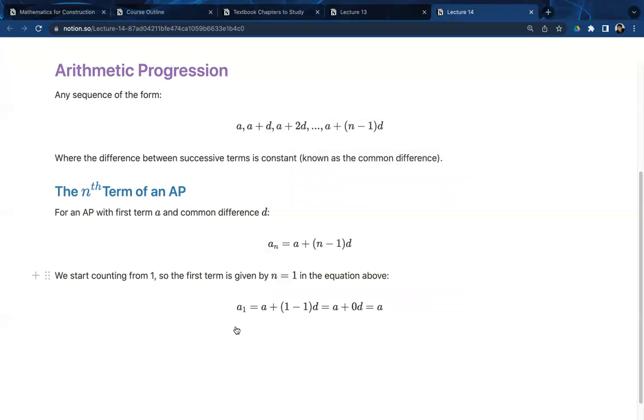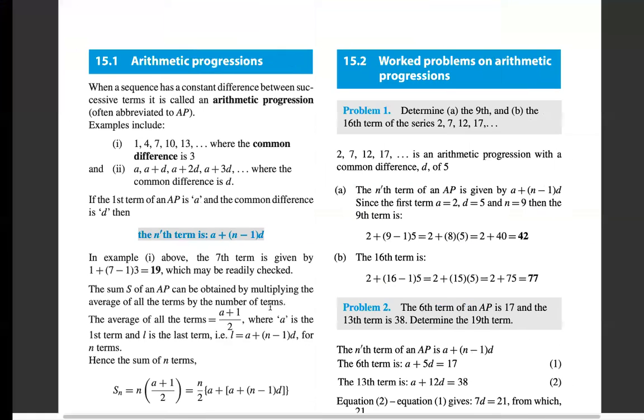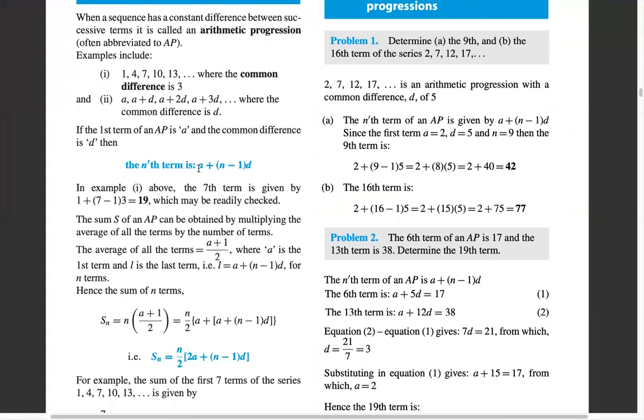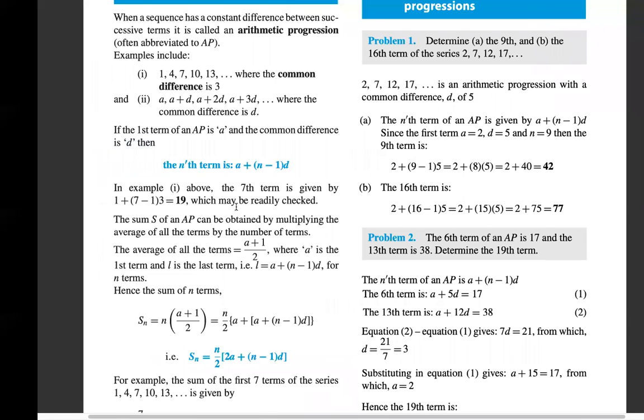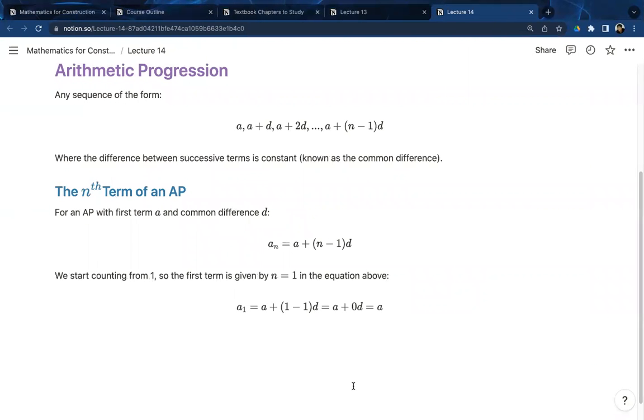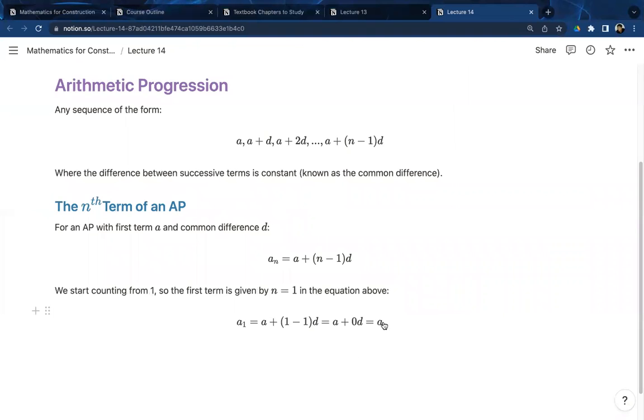In the equation above, a1 is a. We abbreviate it to a. That's kind of what it's saying here: a is the first term, and the common difference is d. That's just the letters we tend to use to represent it. So the first formula for arithmetic progression that is important is the nth term.